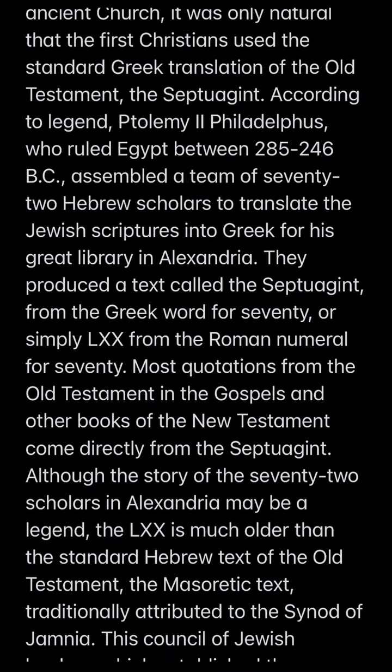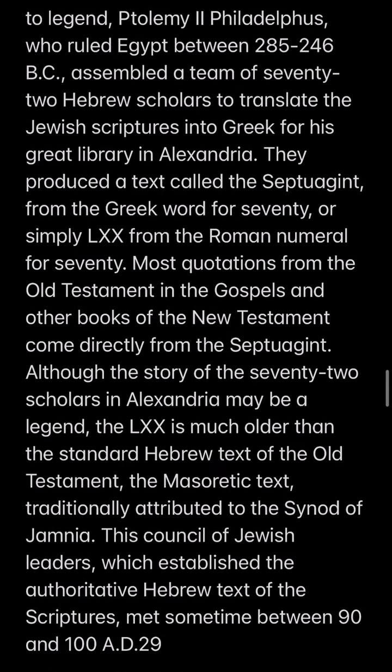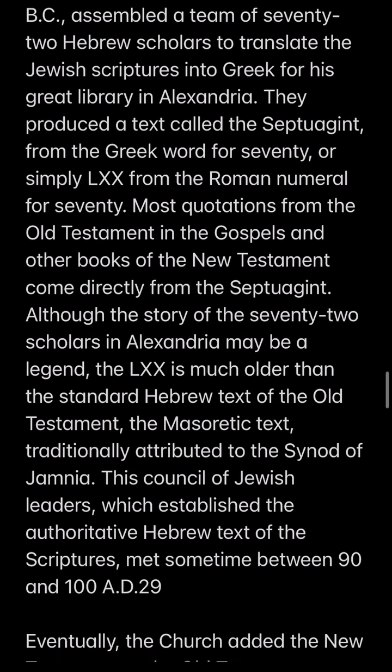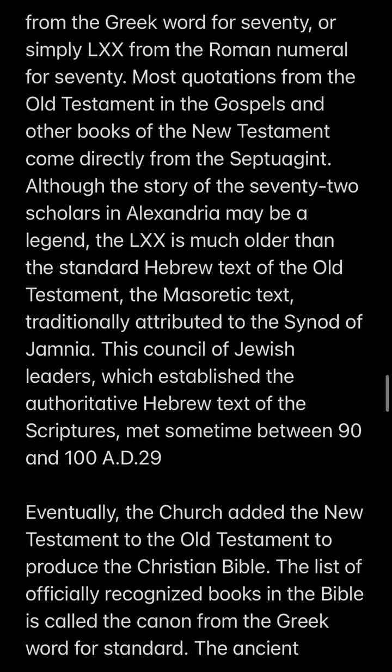According to legend, Ptolemy II Philadelphus, who ruled Egypt between 285 and 246 BC, assembled a team of 72 Hebrew scholars to translate the Jewish scriptures into Greek for his great library in Alexandria. They produced a text called the Septuagint, from the Greek word for 70, or simply LXX, from the Roman numeral for 70. Most quotations from the Old Testament in the Gospels and other books of the New Testament come directly from the Septuagint.